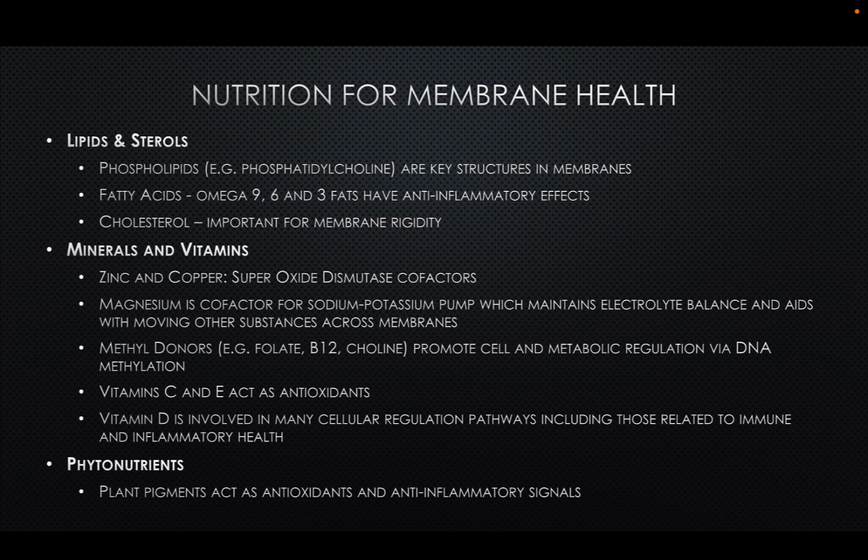Lastly, phytonutrients are an ever-growing area of research and clinical benefit. These include plant pigments like beta-carotene, which can act like an antioxidant, and many of these phytonutrients like phytoestrogens, quercetin, and resveratrol from grapes all have anti-inflammatory signaling properties, which we continue to learn about and have been shown to have benefits for improving membrane integrity.